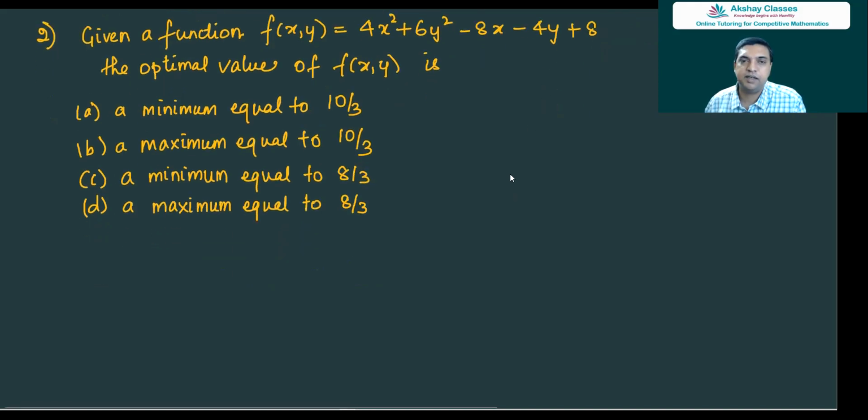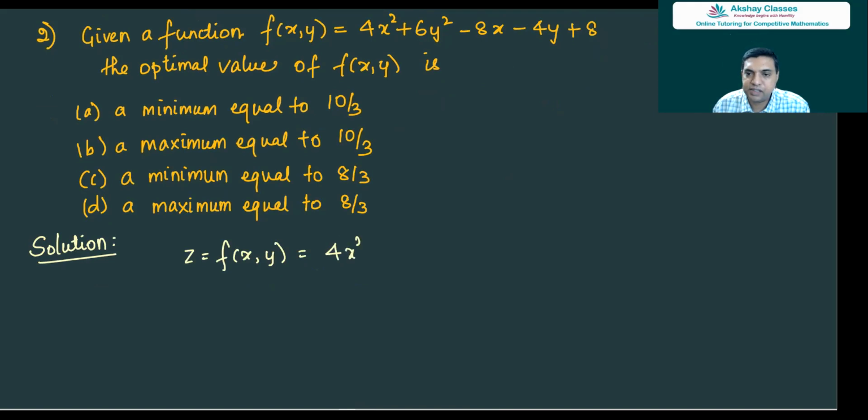Okay. So now this is z equal to f(x, y) = 4x^2 + 6y^2 - 8x - 4y + 8.